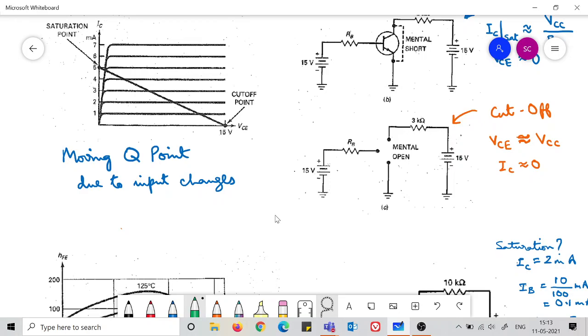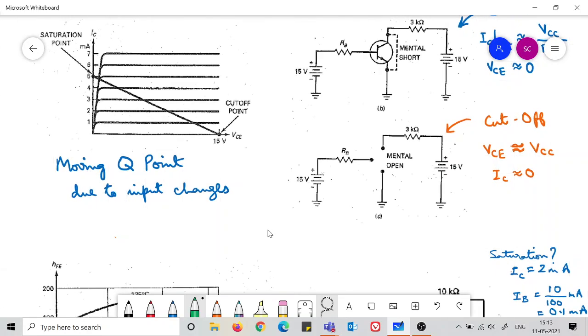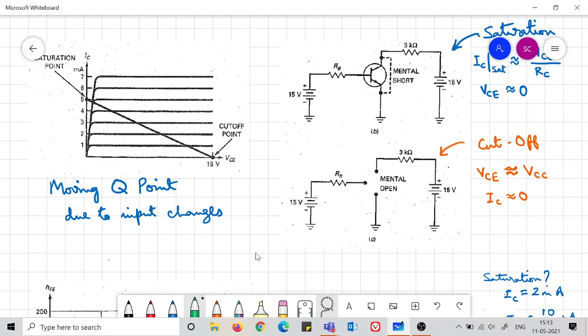So when can we expect a stable Q point? Of course, the answer is simple: when the configuration is such that IC does not show dependence on the change in IB, then we can say that the Q point is stable. Let's see whether there exists such a configuration. Actually the next configuration is exactly like that, and we will go to that configuration.